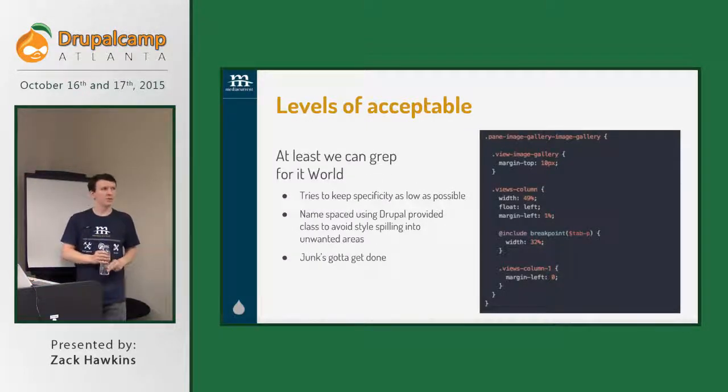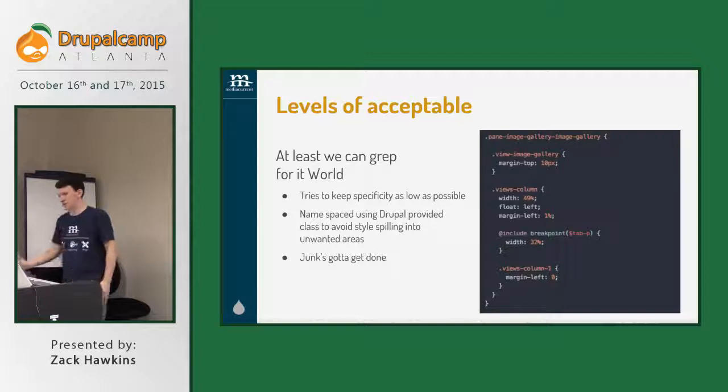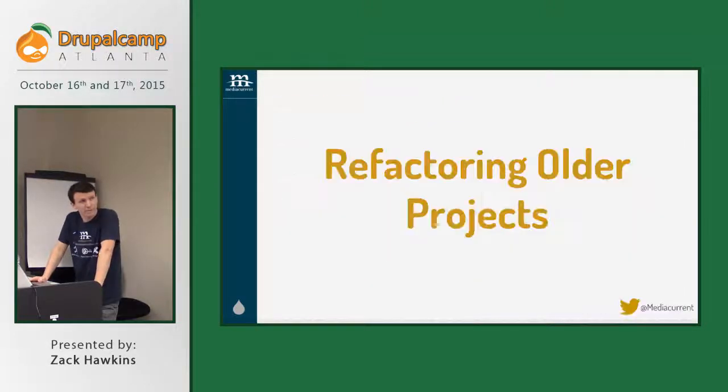And then there's the at-least-we-can-grep-for-it world. So heaven forbid, oh man, we're going to use built-in Drupal classes. We're going to use views classes. Let's hope no one changes the view config. But basically, junk's got to get done. I hate it, but when stuff happens, stuff happens. Junk's got to get done. It is what it is, and at least we can grep for it.